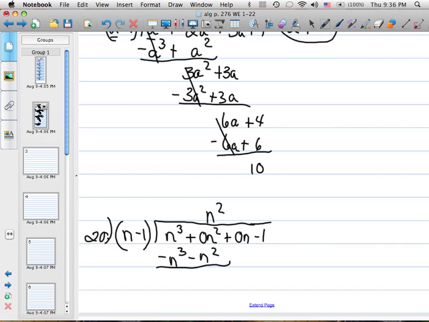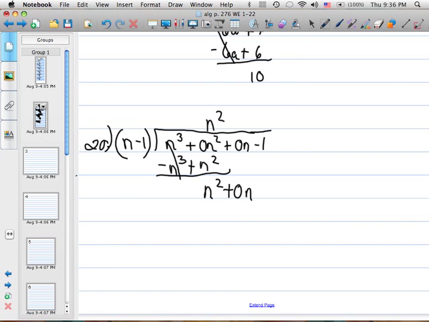Subtract, change your signs. So 0n squared plus 1n squared is an n squared. Bring down the 0n. To get n to be n squared, we need to multiply by an n. Multiply the binomial, we get n squared minus n. Subtract, change your signs. And now we have n. Bring down the minus 1. To get n to be n, we need to multiply by a positive 1. So multiply the binomial, we get n minus 1. Subtract, change your signs, and the remainder is 0.